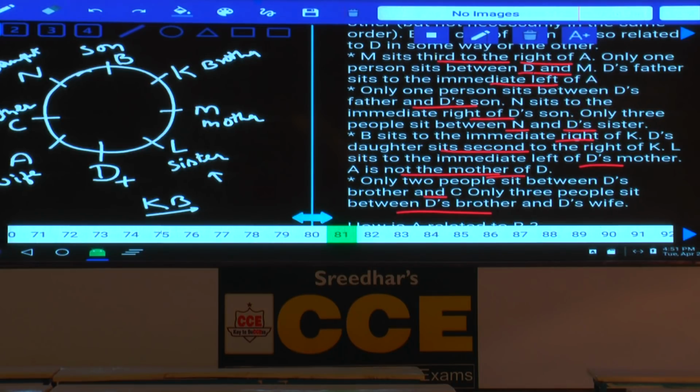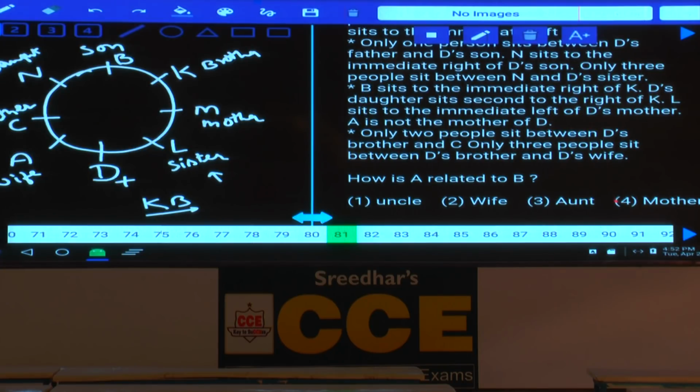Then coming to question number 81. How is A related to B? A is the wife of D and B is the son of D. That means, how is this person related? A is the mother of this B, isn't it? A is the mother of B, mother, that is given in choice 4.